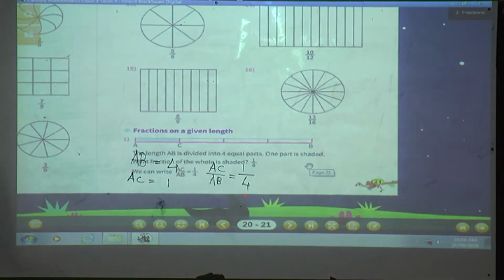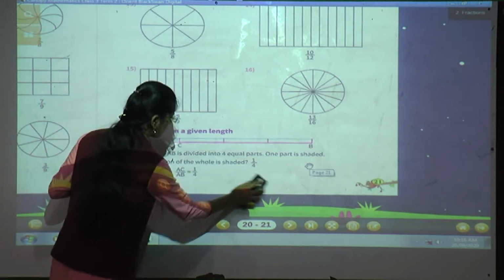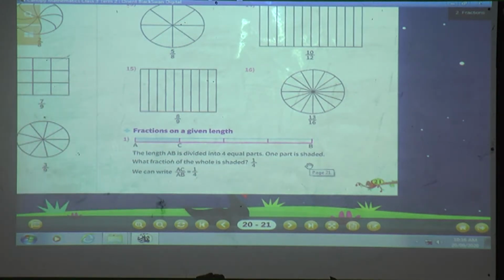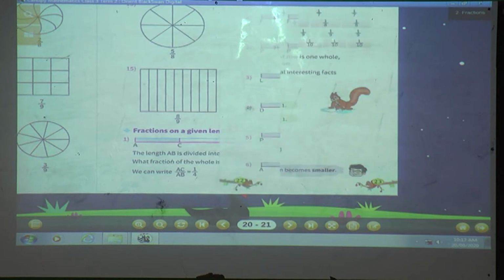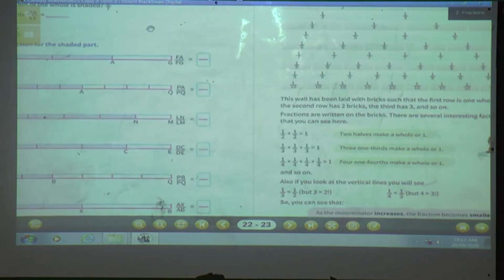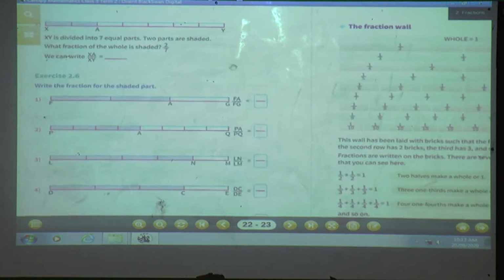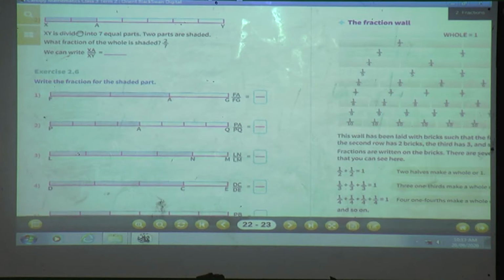So here you can read from the textbook. The length AB is divided into 4 equal parts. One part is shaded. See here, this AB is divided into 4 equal parts, and out of those 4 parts, one part is shaded. So what is the fraction of this shaded part? 1 by 4. We can write here AC by AB is equal to 1 by 4. Now turn the page. There is one more example that is given to us.